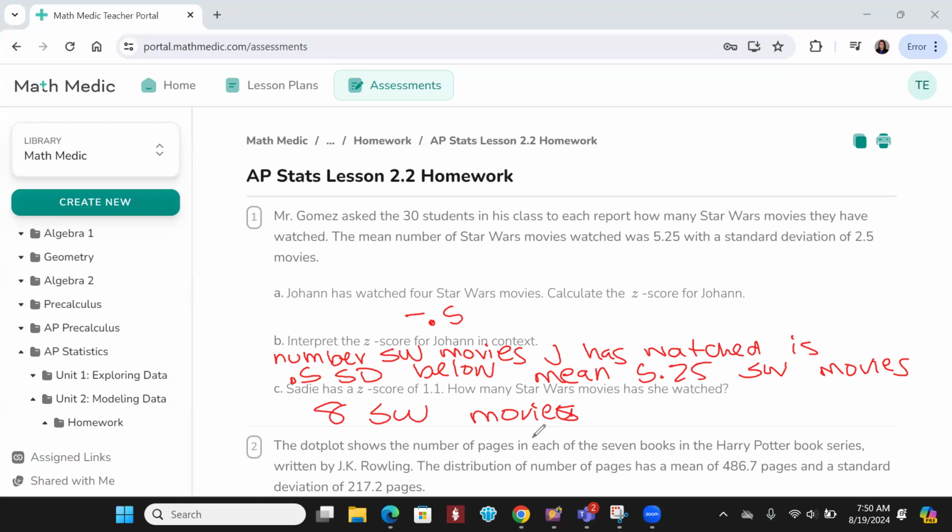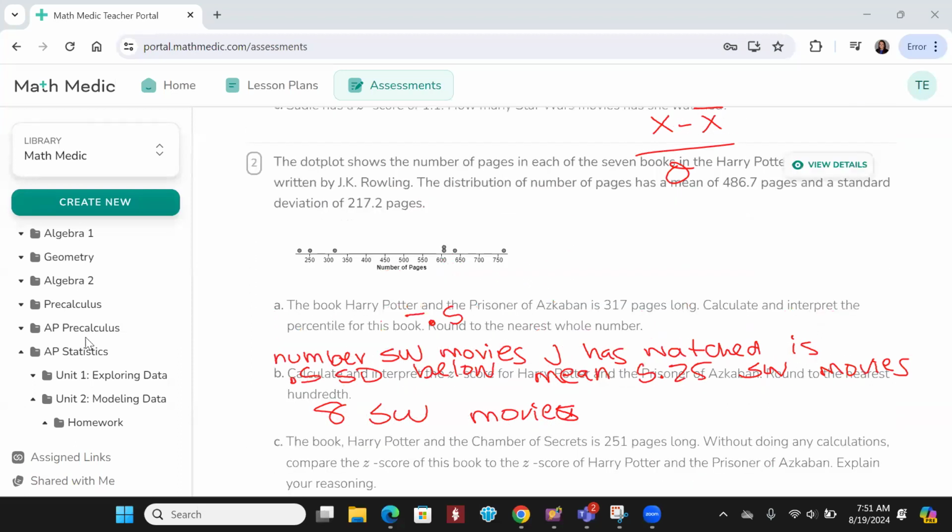Find X. Okay, so we have X minus the mean divided by the standard deviation, right? They give us the standard deviation. They give us the mean. They gave us the z-score. Now we're solving for X. Yeah. So we would have 1.1 equals X minus 5.25 divided by 2.5 and then solve, right?